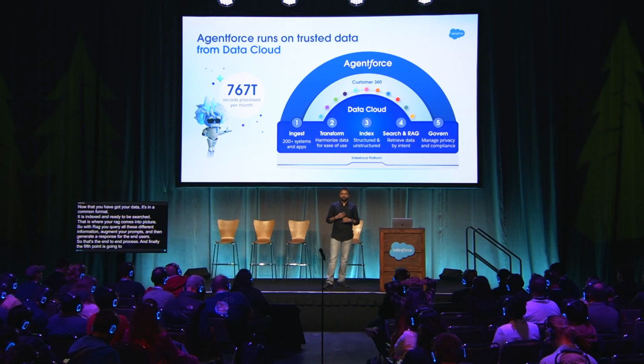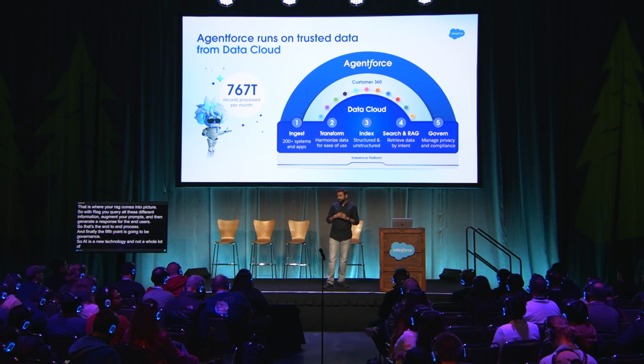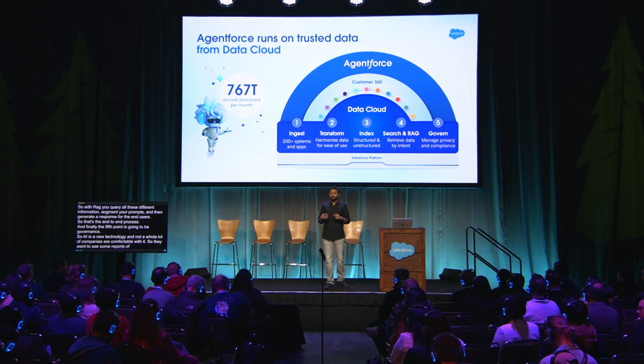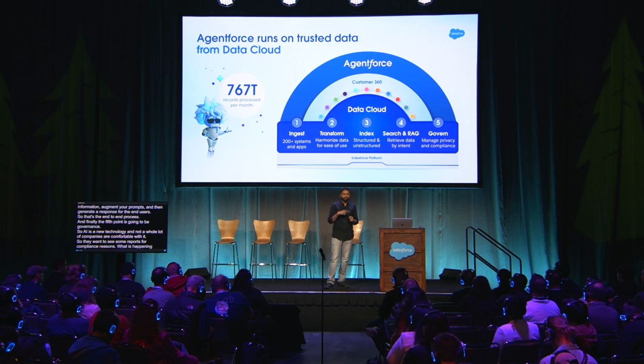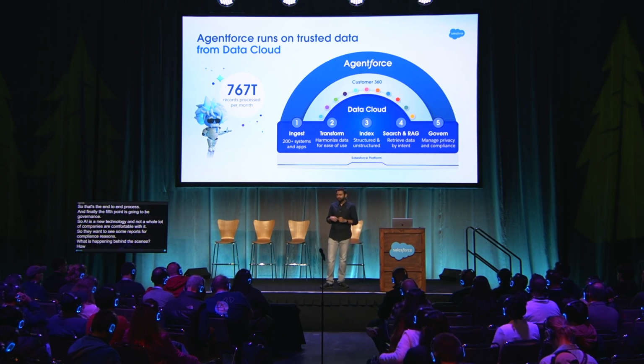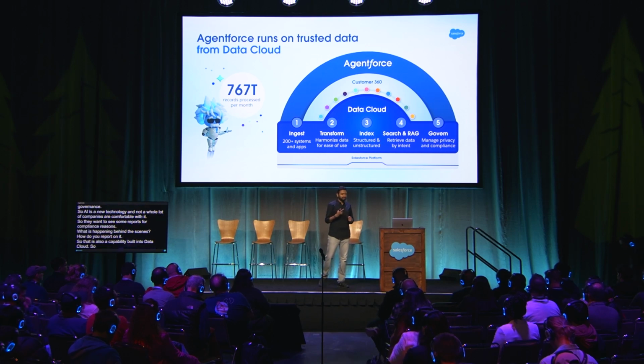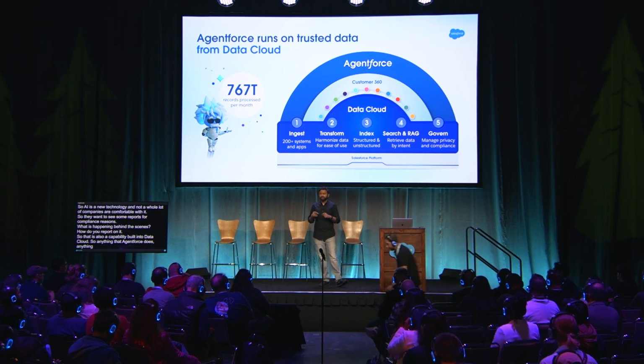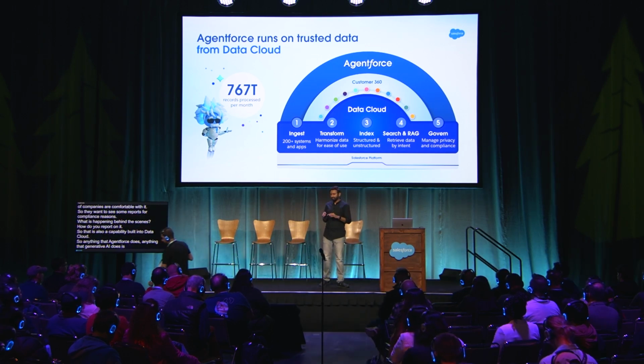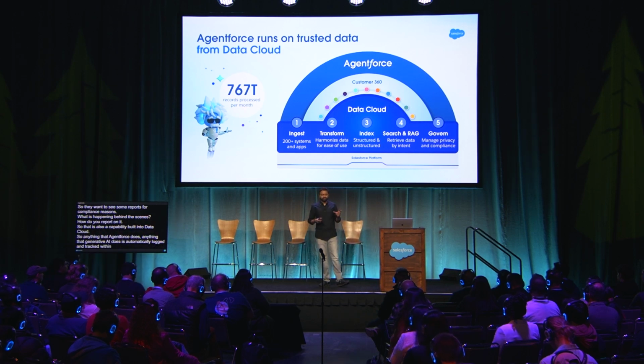And finally, the fifth point is going to be governance. So AI is a new technology and not a whole lot of companies are comfortable with it. So they want to see some reports for compliance reasons. What is happening behind the scenes? How do you report on it? So that is also a capability built into Data Cloud. So anything that Agentforce does, anything that generative AI does is automatically logged and tracked within Data Cloud. So these are the 5 key aspects that Data Cloud enables for agents to work better.